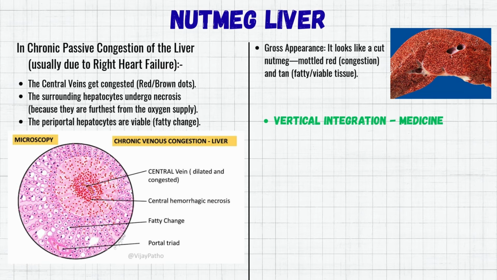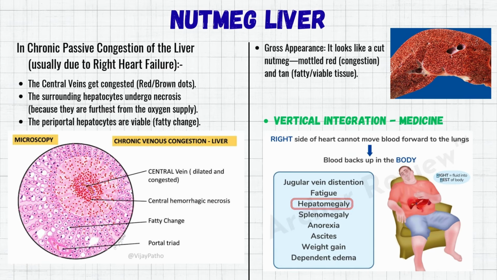Let's integrate this vertically with medicine. Patients with right heart failure present with hepatomegaly and jugular venous distension. The nutmeg liver is the pathological basis of that tender hepatomegaly.